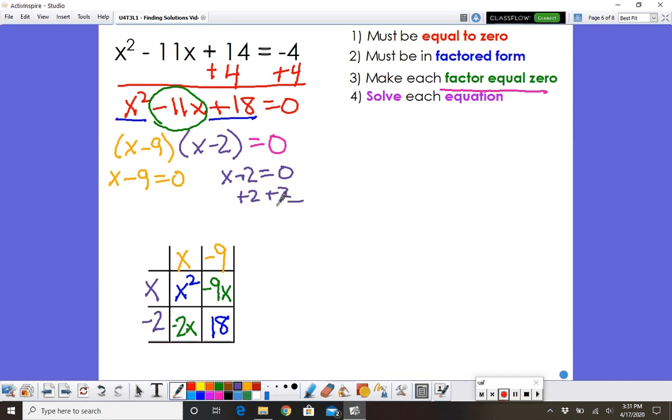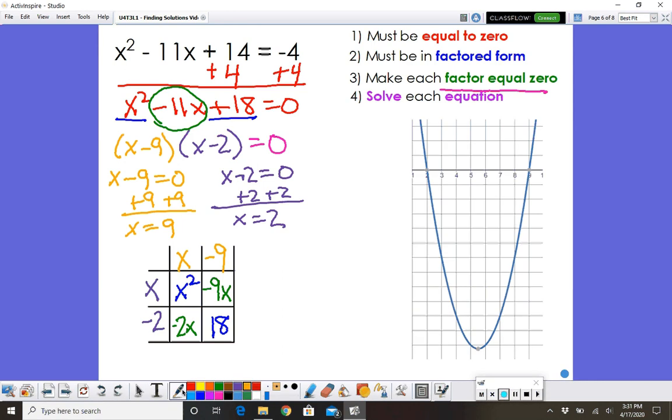So add 2 on both sides. So x could be 2, or x could be positive 9. Now this was the graph I was missing before, so if I click over here, we can see our graph. X could be positive 2, so right here we have positive 2. X could be 9, right there. So those are your 2 solutions.